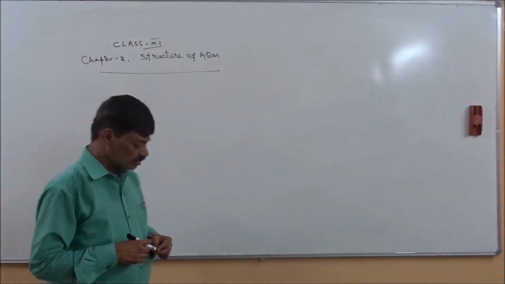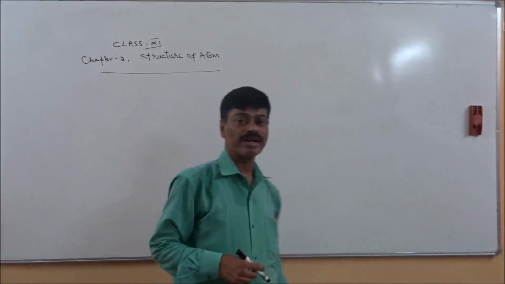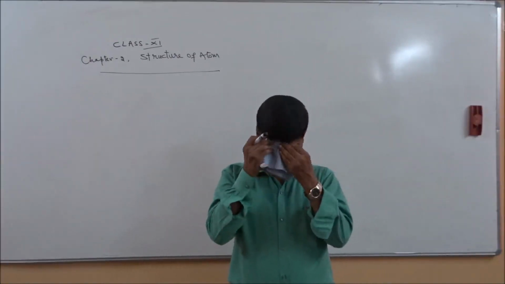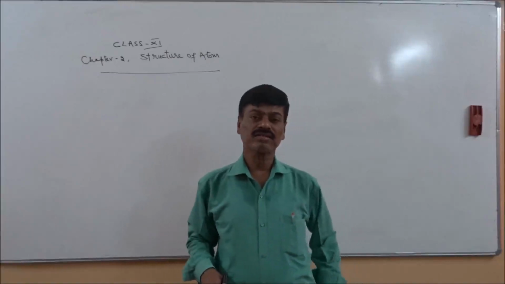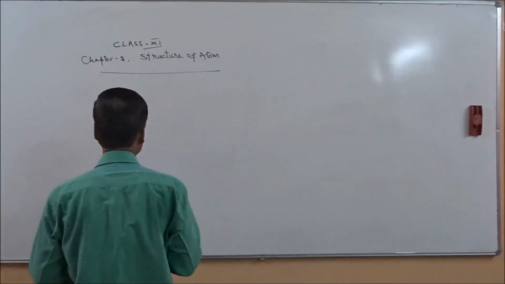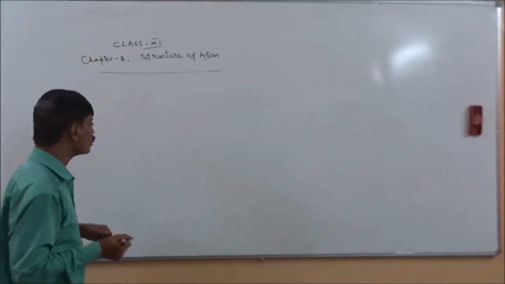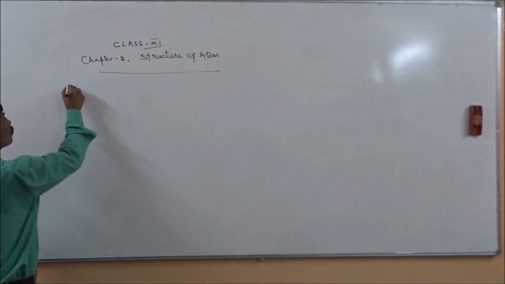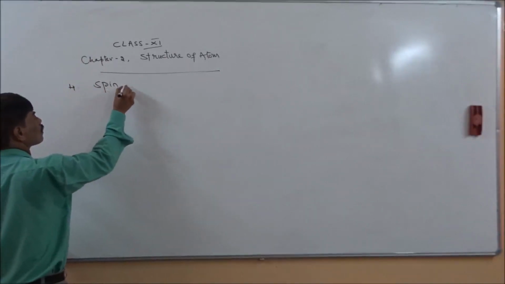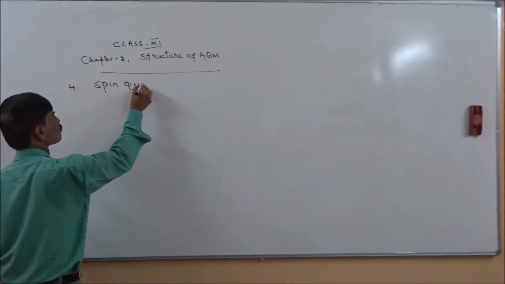Since electrons are continuously spinning in the atom, therefore it is also known as electron spin quantum number. This is the 4th quantum number. So 4th one is spin quantum number.